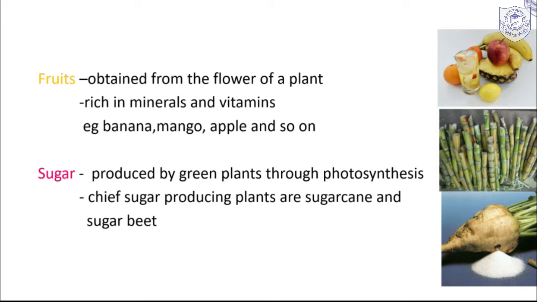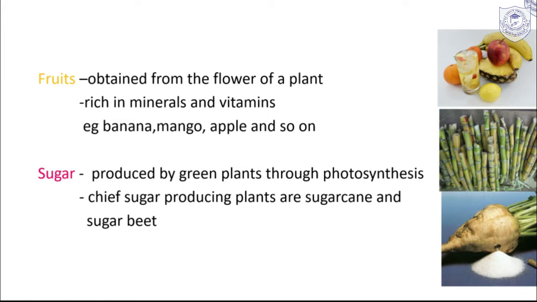Now we'll come to fruits, which is another source of food from the plants. Fruits are obtained from the flowers of a plant. When a flower gets fertilized, it develops into a fruit, okay? And fruits are rich in minerals and vitamins. Our body cannot produce minerals and vitamins on its own, so in order to get all these nutrients, we need to eat fruits, okay? The fruit-producing plants are banana, mango, apple, and so on.